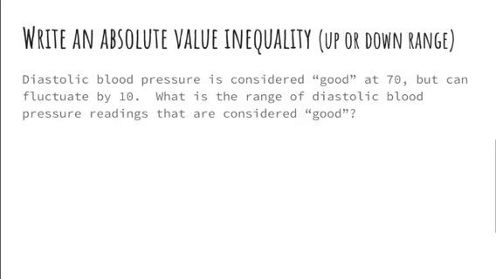So that bottom number in your blood pressure is diastolic. It's considered good at 70, but can fluctuate by 10 and still be considered good. So what is the range of diastolic blood pressure readings that are considered good? Well, if you start at 70, and you were to subtract whatever that blood pressure reading is, we know that it needs to be within 10. So fluctuate means it can be higher by 10 or lower by 10.